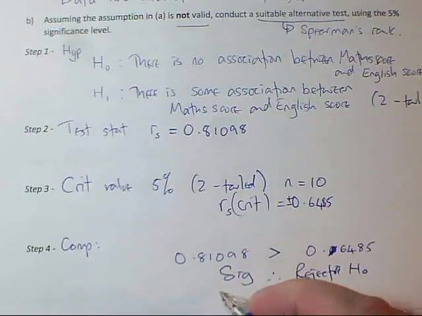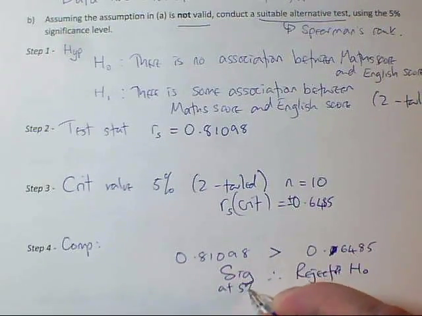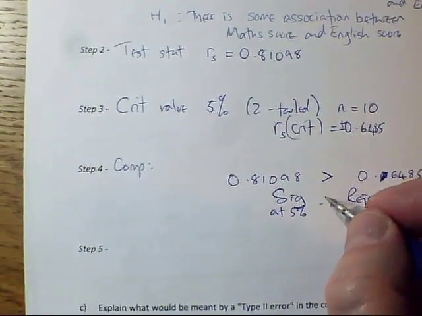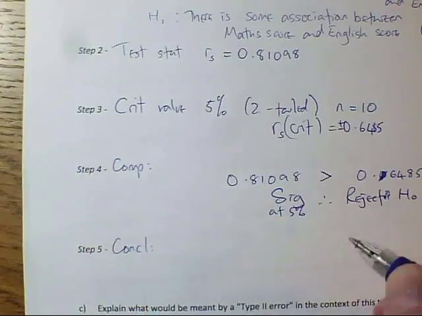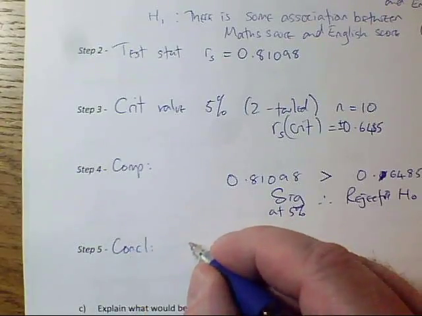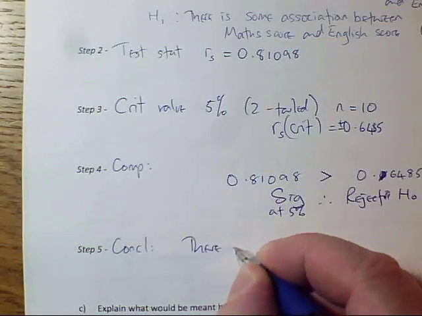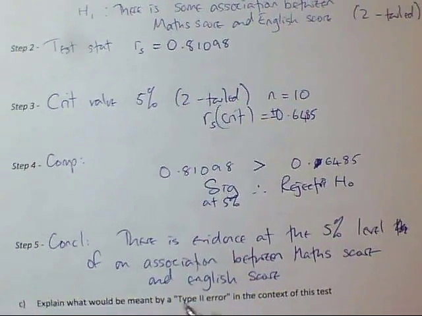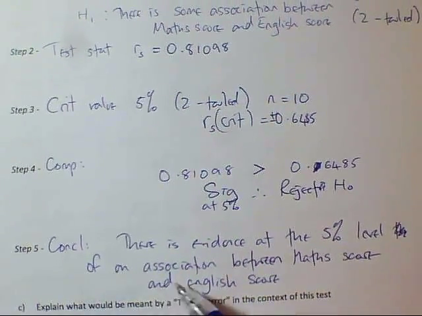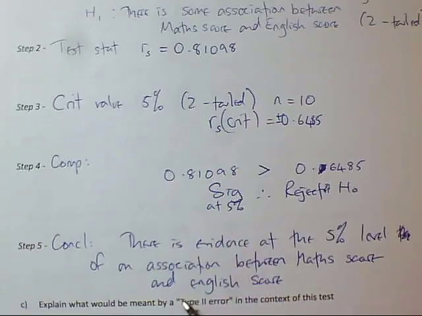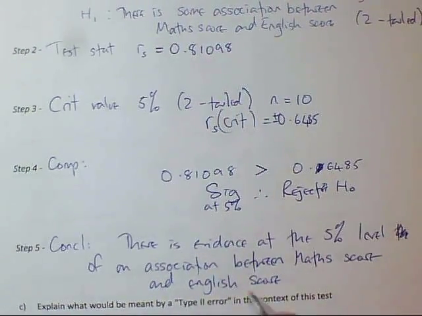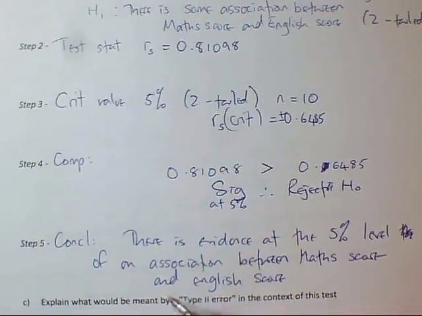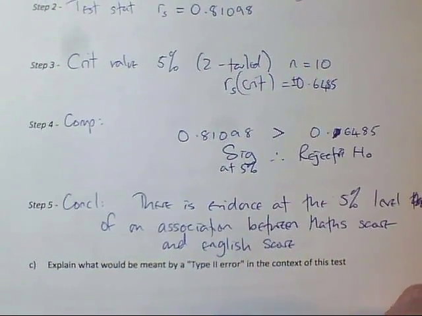And now I need to state in context what I'm doing. I should really say I'm significant at the 5% level, and I'm going to mention that 5% in my conclusion. So in my conclusion, I'm going to be saying, well, I am rejecting H0, so I'm saying there is evidence at the 5% level of an association. I don't say what kind of association. I've done a two-tailed test, so I was testing for any kind of association. So although I can see it seems to be a positive one, I must not state that in my conclusion.